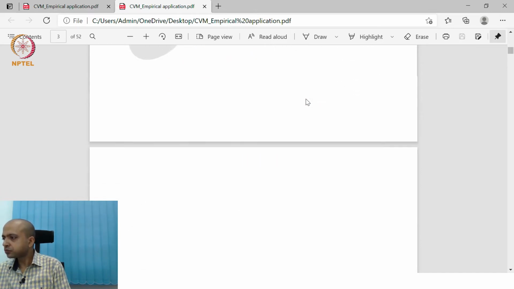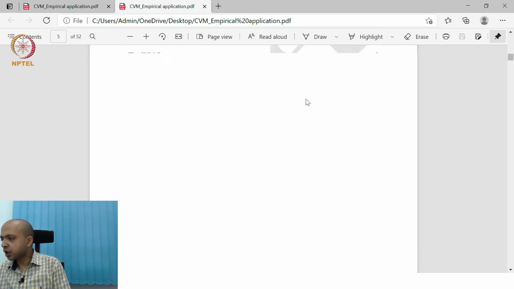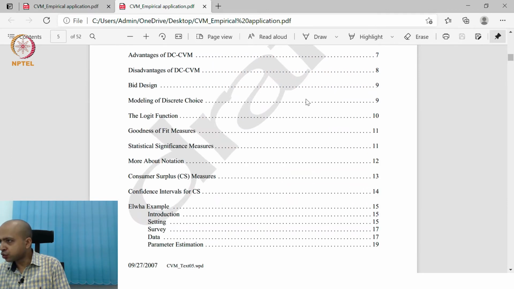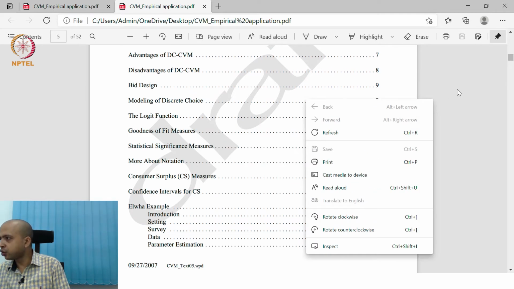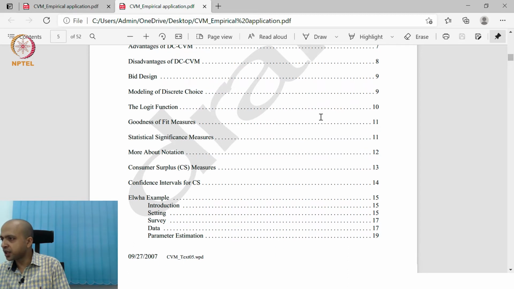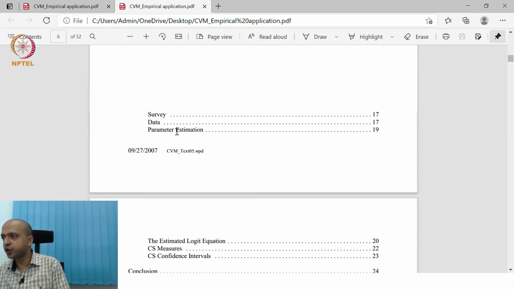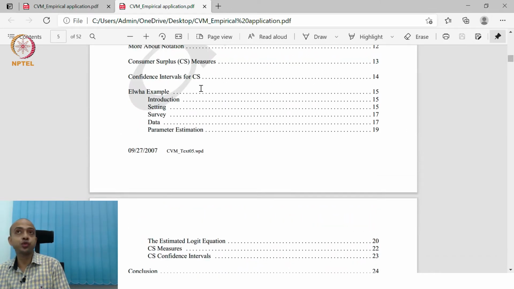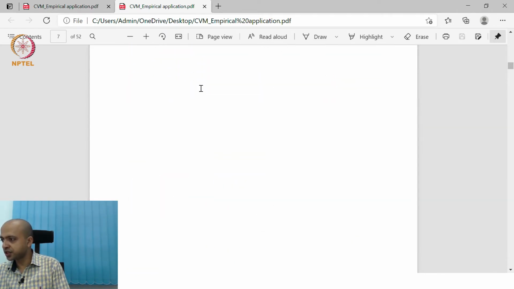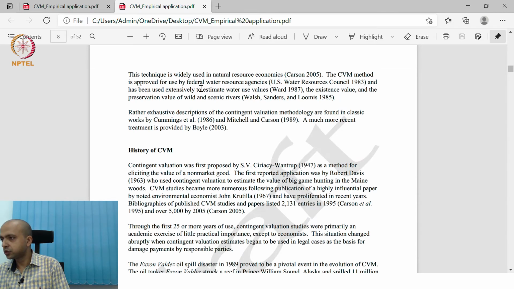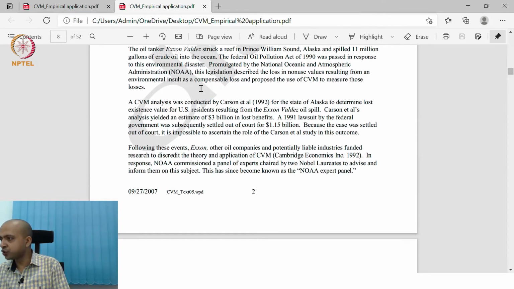Okay. So they have discussed how to select the sample, how to select the bid, and what basically the logit model is. Then they have discussed the statistics, or the econometrics, of the logit model also, for example goodness of fit, statistical significance measures, and so on and so forth, and how the willingness to pay is actually related to the consumer surplus. Everything is discussed in this paper. That is the paper I am going to share with you.